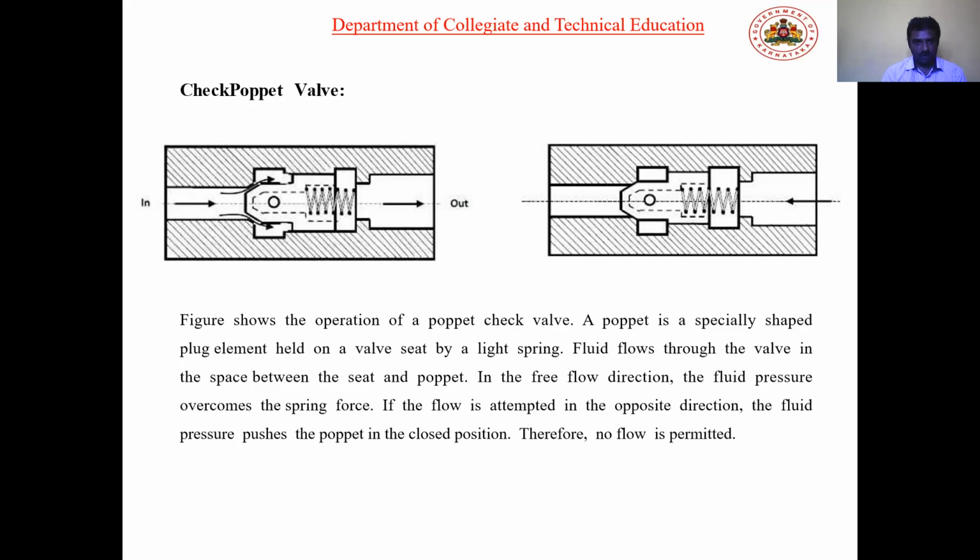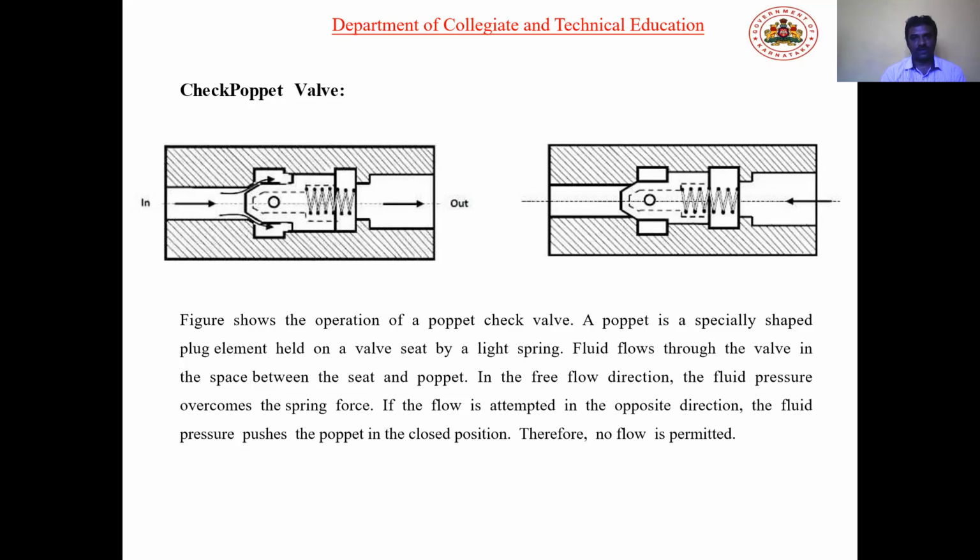This poppet allows the flow of fluid in one direction. The fluid enters from the left side and leaves through the other side. In the free flow direction, the fluid pressure overcomes the spring force. Since the hydraulic fluid is of high pressure, it overcomes the spring force and enters the valve from left to right. If the flow is attempted in the opposite direction, as you can see in the second figure, that is from right to left, the fluid pressure pushes the poppet into a closed position.